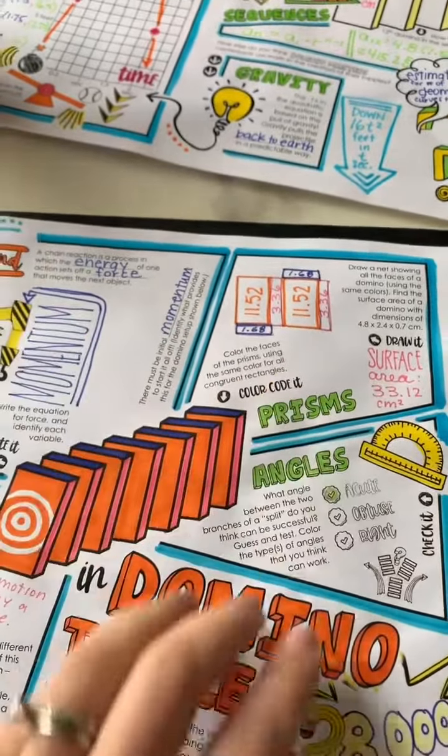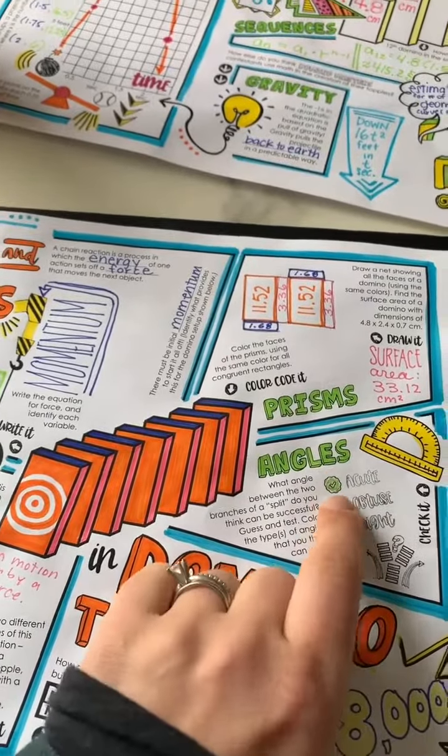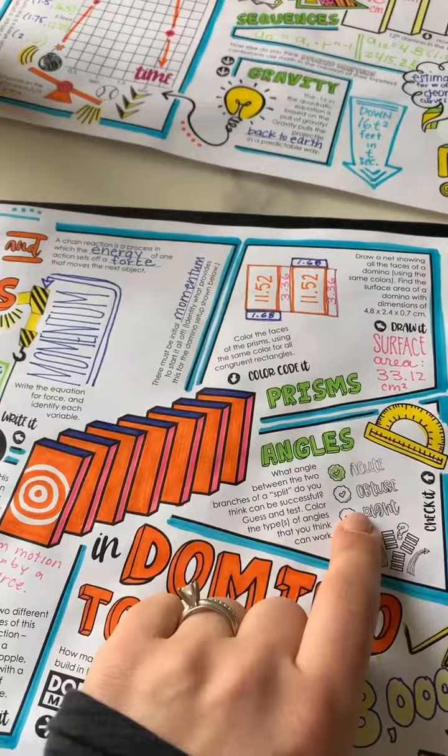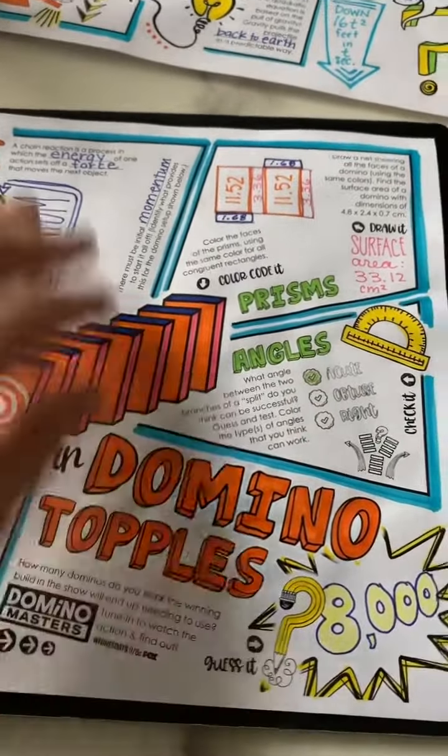So they have to do all these different tasks. Here they're just identifying by coloring it in. You can just have options and they have to select and color. So you could do that with classifying things or true or false or anything like that.